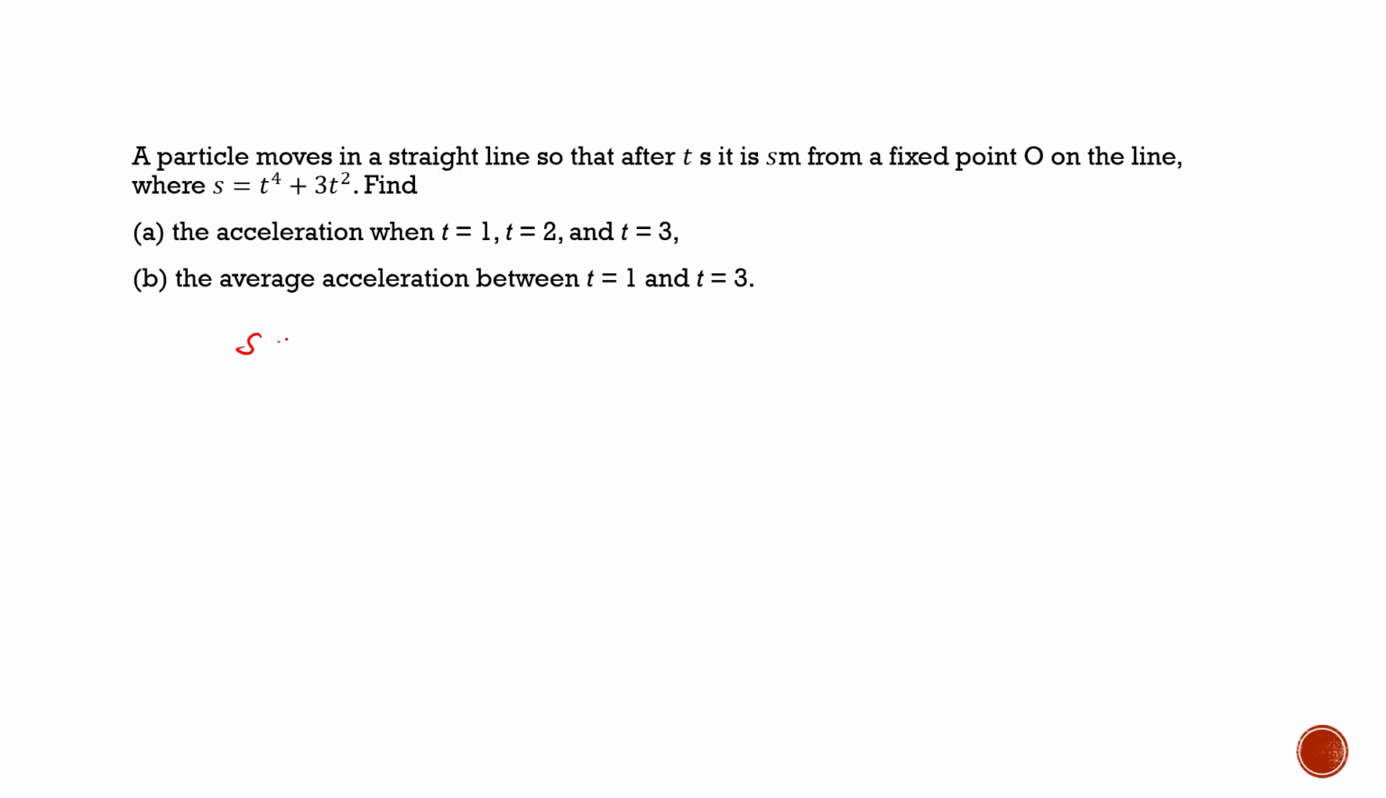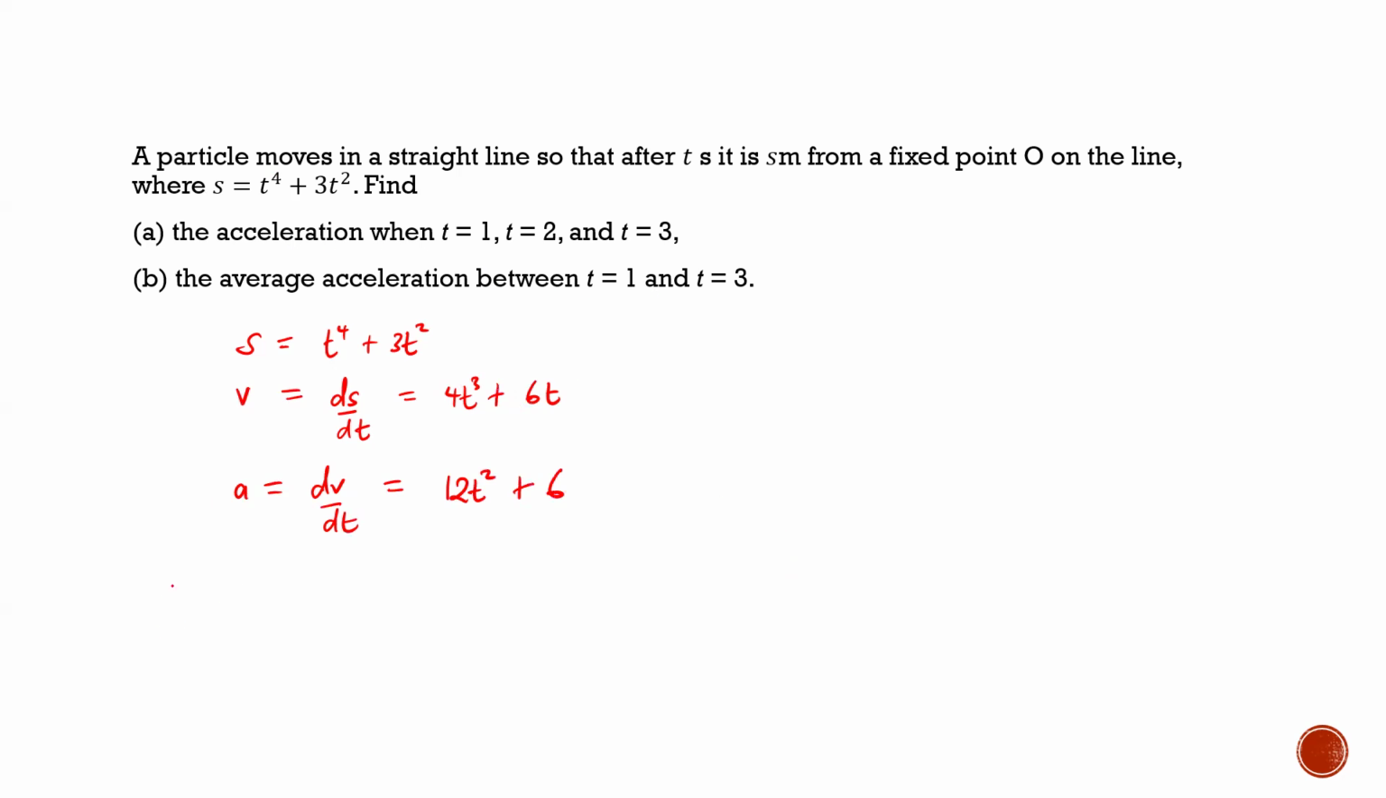Here we've been given s as t to the power 4 plus 3t squared. We want to get the acceleration. We know that velocity is the derivative of the displacement, and so this would be 4t cubed plus 6t. We know that acceleration is the derivative of the velocity, so this would be dv/dt, which is 12t squared plus 6.